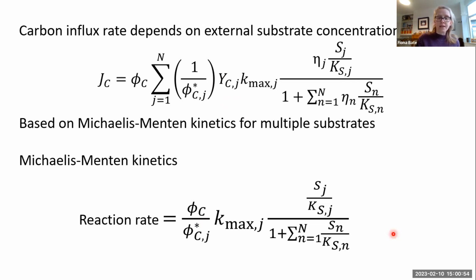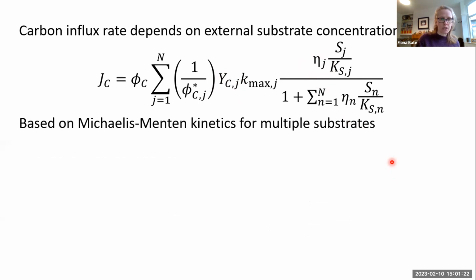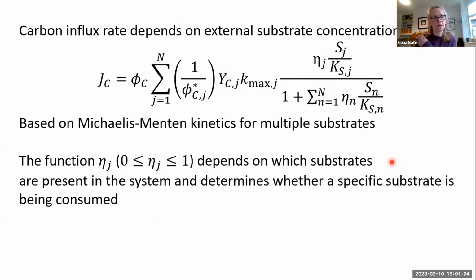Okay. I need to point out at this point that this is not constant. In our model, this yield will change. So just bear that in mind, it's not a constant. The only other thing to note in the expression is that we've got these functions eta j. And this relates to the question I was just asked about whether all the substrates will be used at the same time. So this function eta j depends on which substrates are present. It takes a value between 0 and 1.